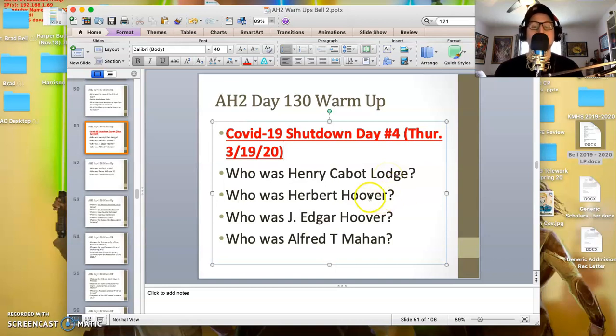Wilson was right. Herbert Hoover, he ran the Food Administration, which is ironic because while he fed soldiers during World War I, he unfortunately let people starve during the Great Depression.